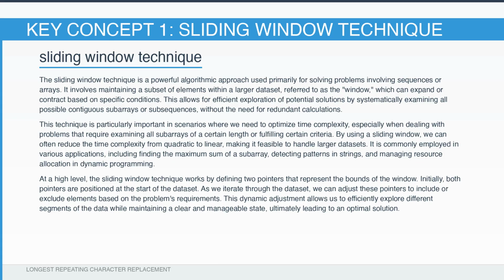At its core, the sliding window technique uses 2 pointers to mark the start and end of our window. We begin with both pointers at the start and move through the dataset, adjusting them as needed based on specific conditions. This dynamic adjustment helps us systematically explore different sections of the data while keeping track of what we need, leading us to the best solution.